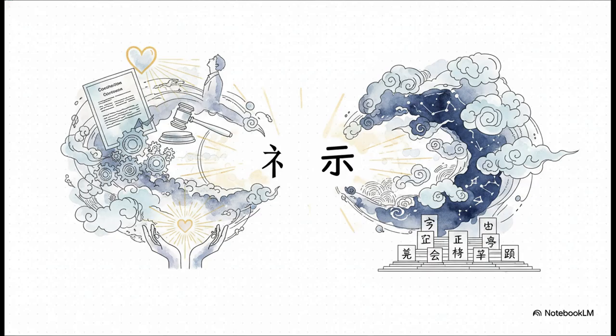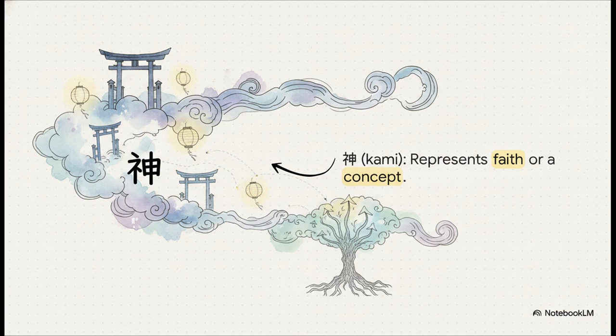The second you see either of these, your brain should immediately switch gears. We're no longer talking about physical objects. We're talking about things you can't hold in your hand. Rules, faith, social structures, values, anything that people have decided has special meaning. Let's run through the evidence.